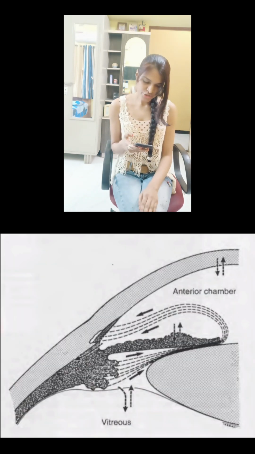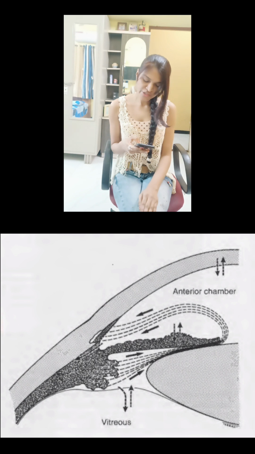Diagrammatic representation of the drainage pathways of the aqueous humor. The aqueous humor formed in the posterior chamber, PC, by the ciliary processes flows into the anterior chamber through the pupil. In normal human eyes, the main drainage route for bulk outflow is the conventional drainage pathway constituted by the trabecular meshwork and Schlemm's canal, SC.